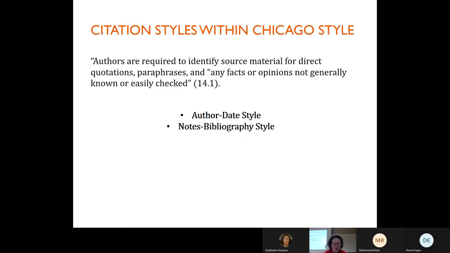Okay, so here is our citation. Authors are required to identify source material for direct quotations, paraphrases, and any facts or opinions not generally known or easily checked. Again, author-date style, notes-bibliography style. If you're familiar with APA and MLA, you're going to know author-date. Sentence, quote, paraphrase, you'll see the author in parentheses. If you're used to reading and then you get a little number at the end, a superscript, right? Sub would be down. So superscript, little number, and then a reference at the bottom. That's your notes-bibliography style. Very confusing sometimes if we're trying to do both. Could be a lot of slides. So in two weeks, notes-bibliography, you know where to go.